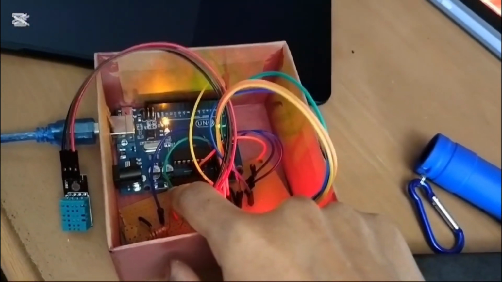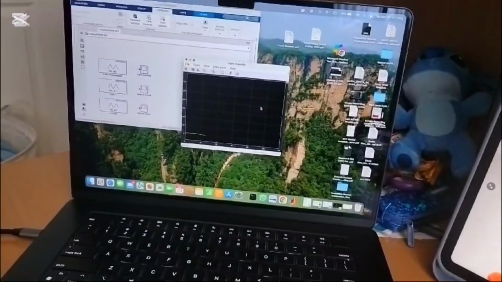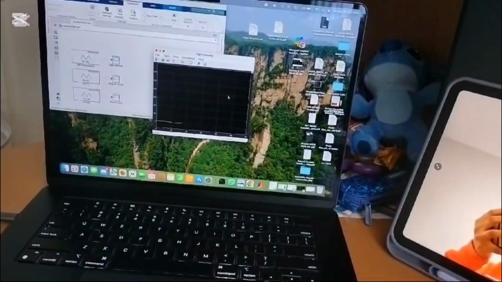And then if I place my hand over the LDR, there is a sharp drop in the light intensity. And when I remove my hand, the values will return to normal.